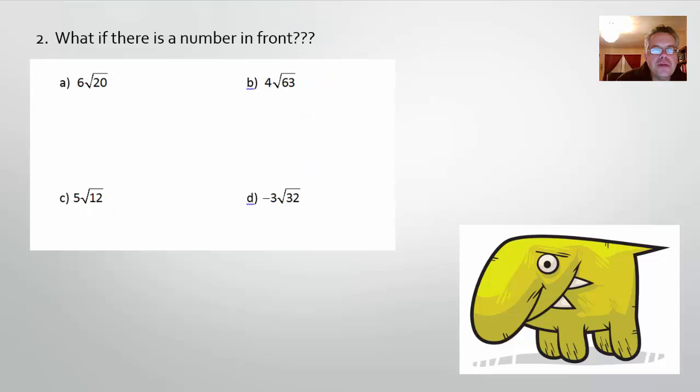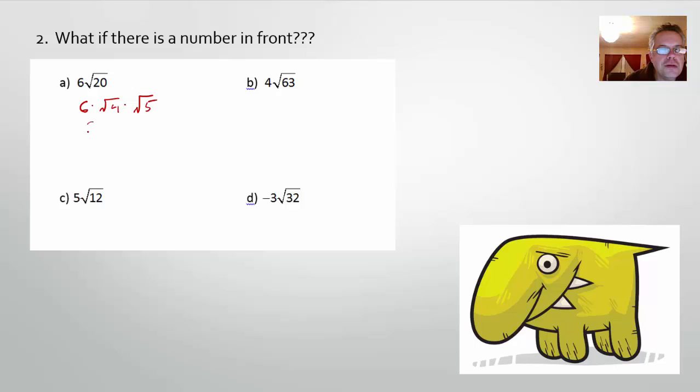All right, we had some of these in class. These have a number multiplying the square root. That's okay, it's no big deal. We still break up the square root, and we just finally multiply the final result by the number in front. Like here, whatever we get for breaking up square root of 20, we're going to multiply it by 6. So I'm going to write this as 6 times square root of 4 times square root of 5. Got 3 things being multiplied.